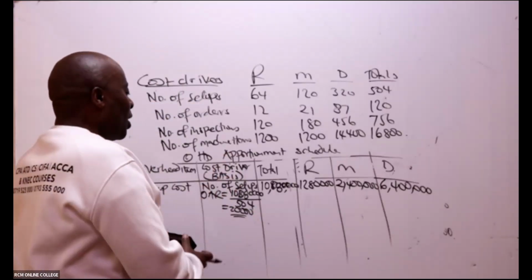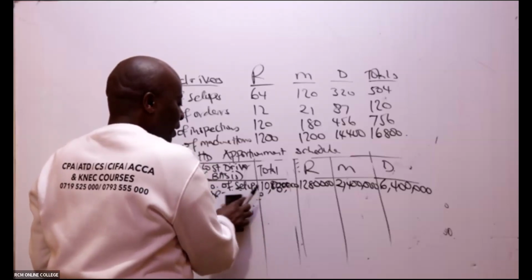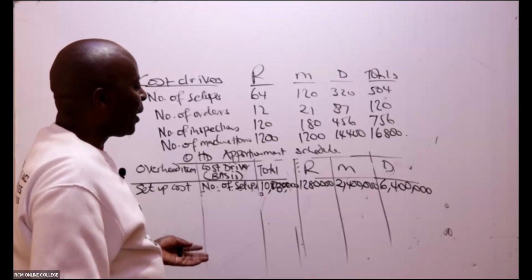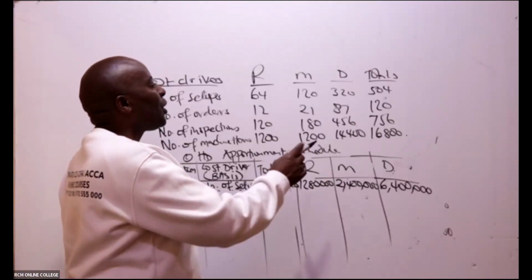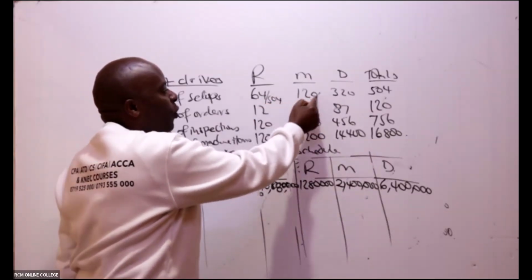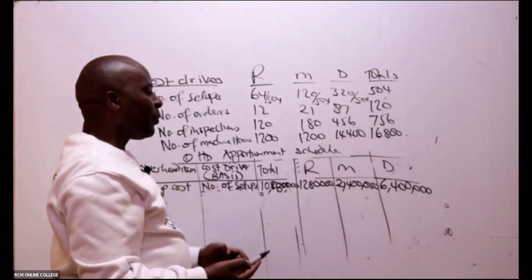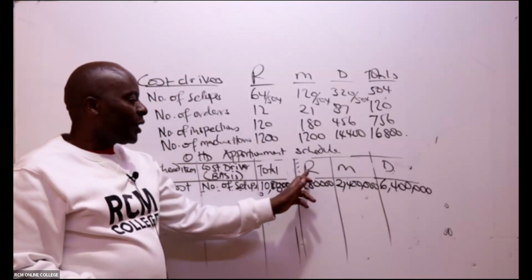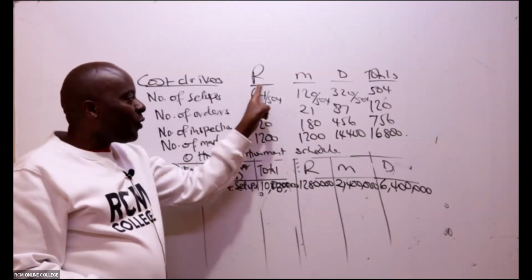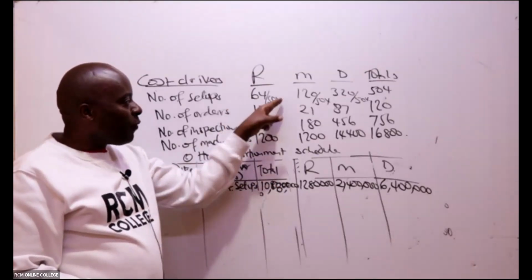Now, I always teach this, but you'll get students who don't want this method, so I give them a second method. Reason this as a normal apportionment. You are apportioning this 10,080,000 using number of setups, so this will be 64 over 504, 120 over 504, and 320 over 504. R will take 64 over 504 times this total.